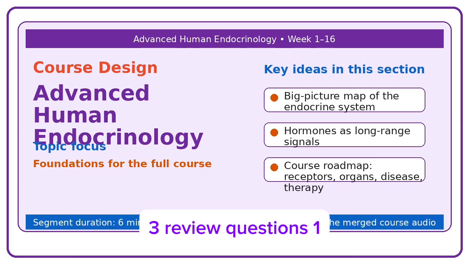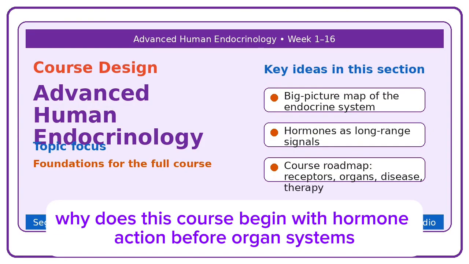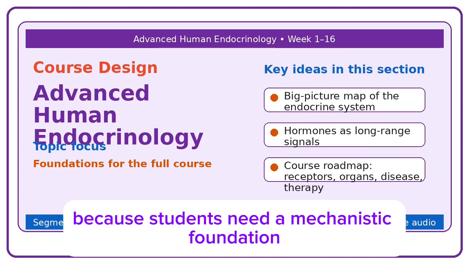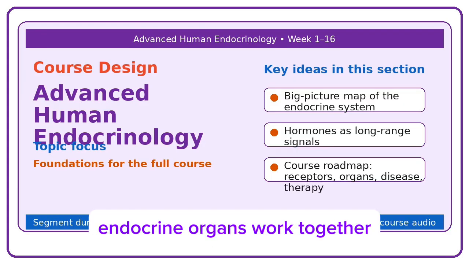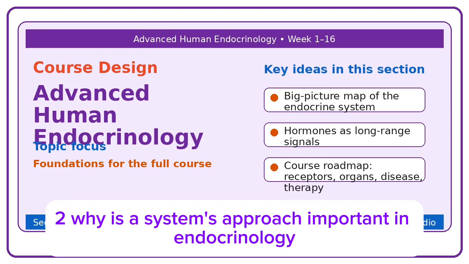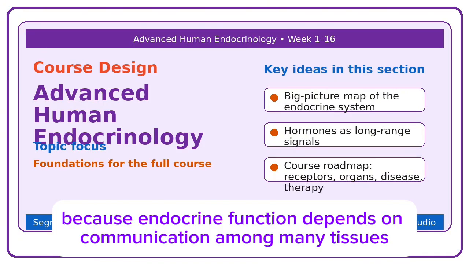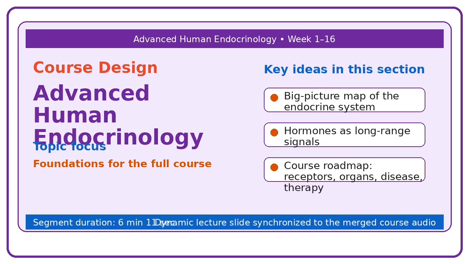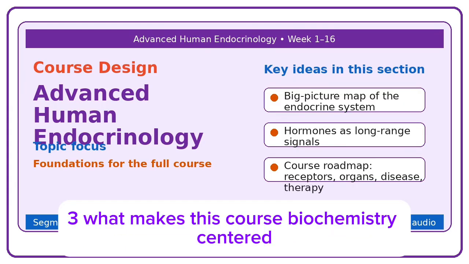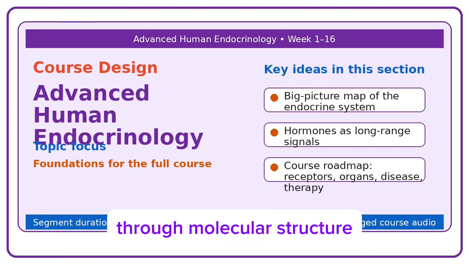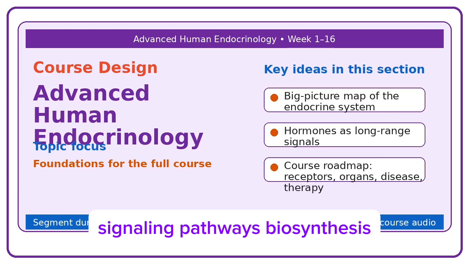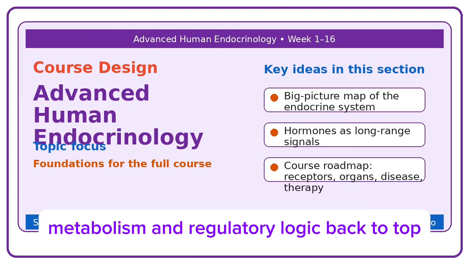3 review questions. 1. Why does this course begin with hormone action before organ systems? Because students need a mechanistic foundation before they can understand how individual endocrine organs work together. 2. Why is a systems approach important in endocrinology? Because endocrine function depends on communication among many tissues rather than isolated organ action. 3. What makes this course biochemistry-centered? It explains endocrine physiology and disease through molecular structure, signaling pathways, biosynthesis, metabolism, and regulatory logic.